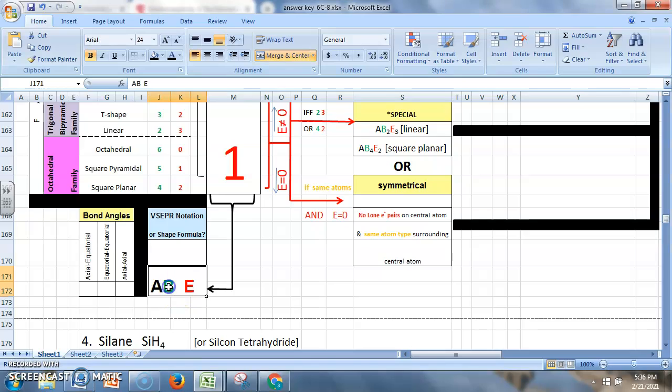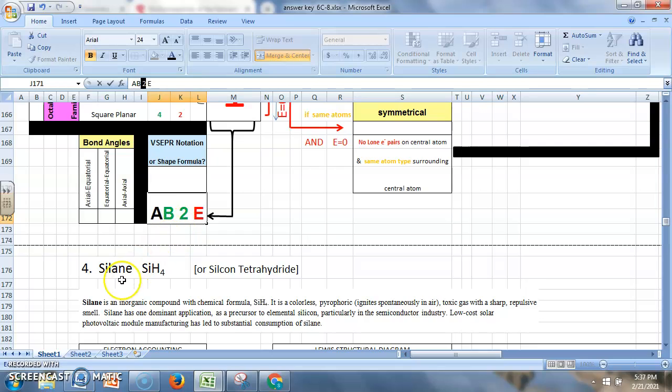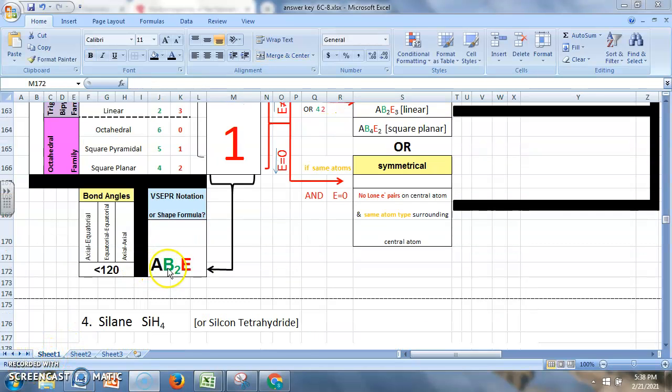Except for our shape formulas. We look down here, we would have AB2. This would be AB2, our shape formula, AB2, E1. So we'll go ahead and punch that in, AB2E1, or you can just type AB2E, means the same thing.